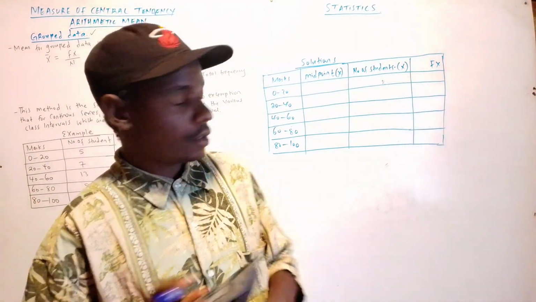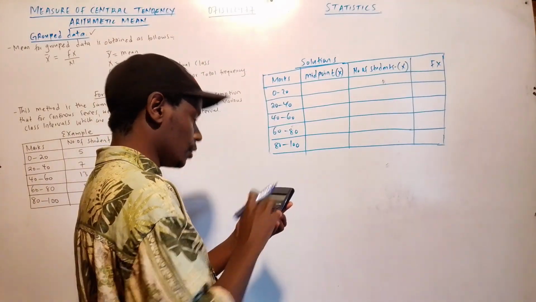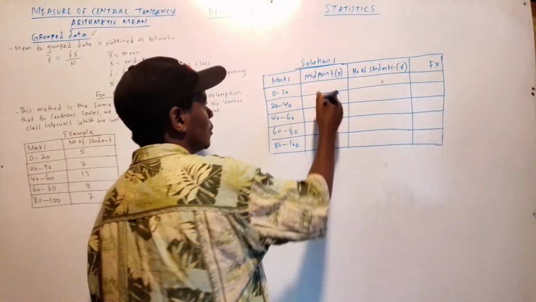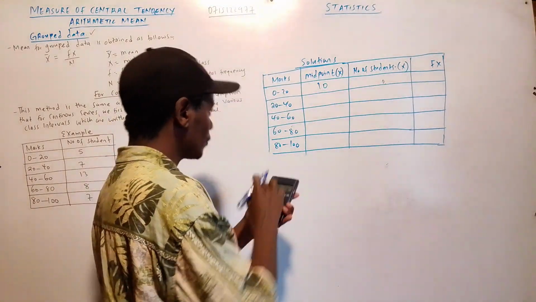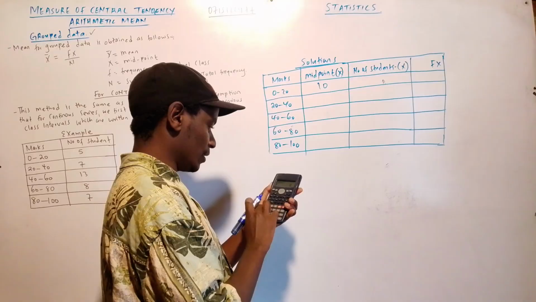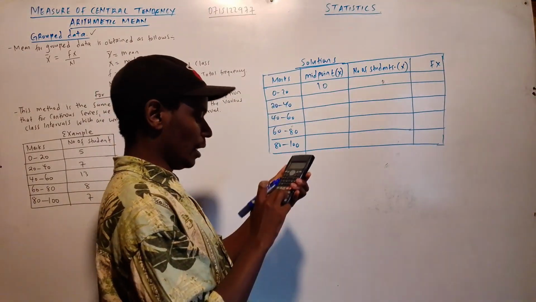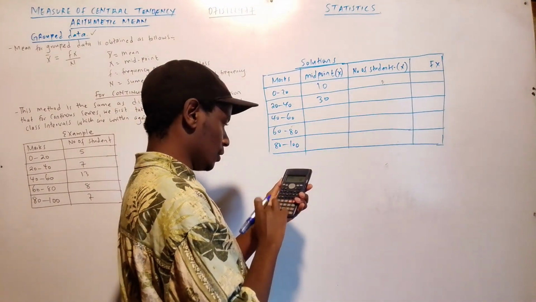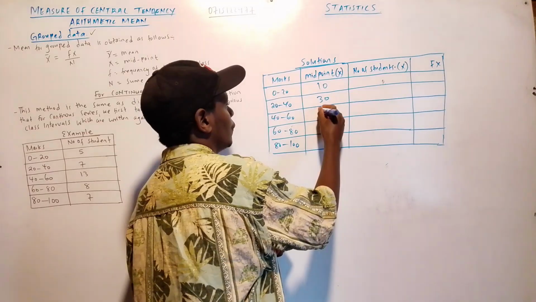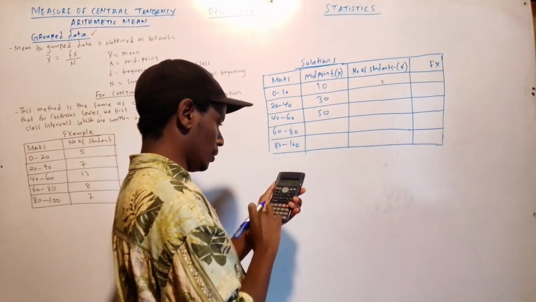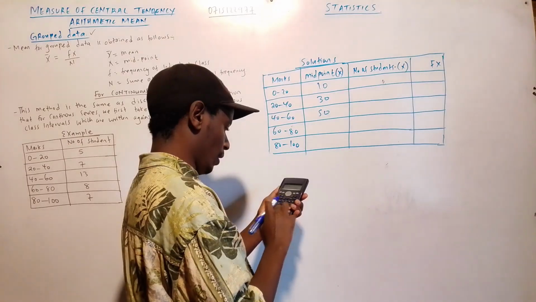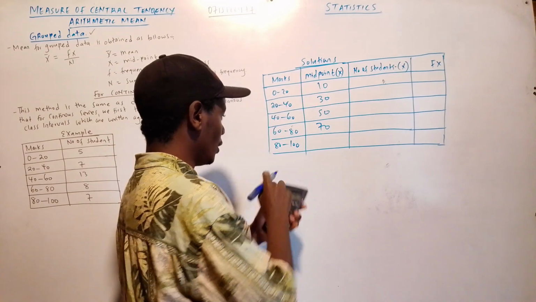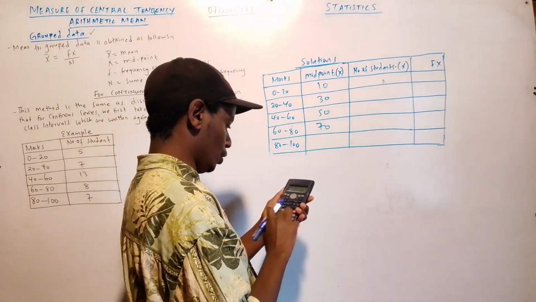So the midpoint will be equal to 0 plus 20 divided by 2, which is 10. The second one is 20 plus 40, so the lower limit plus the upper limit divided by 2, which is 30. Then 40 plus 60 divided by 2, which is 50. Then 60 plus 80 divided by 2, 70. Then 80 plus 100 divided by 2, which is 90.